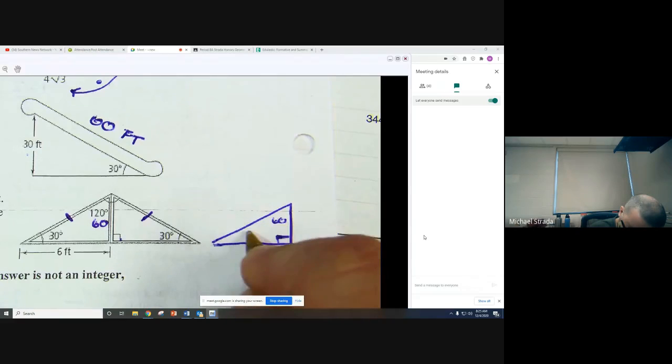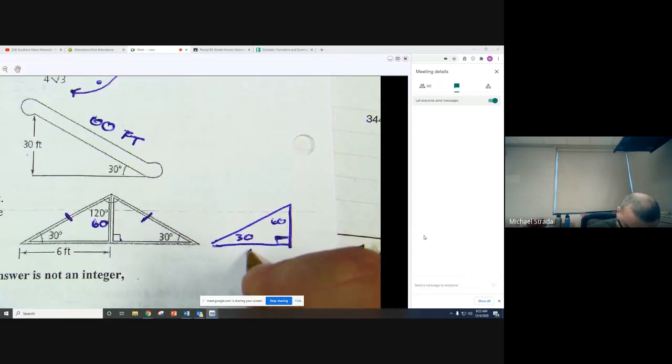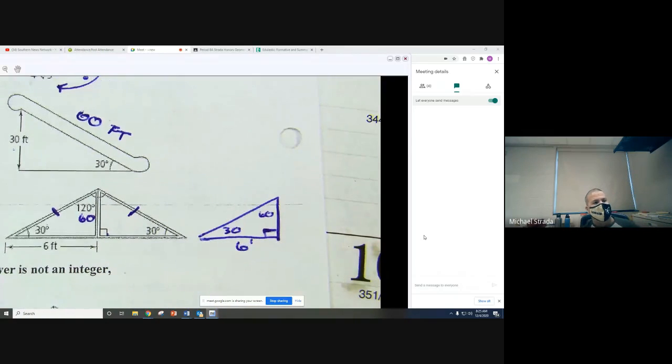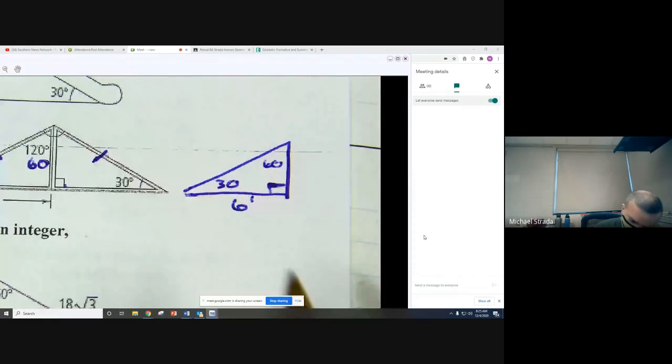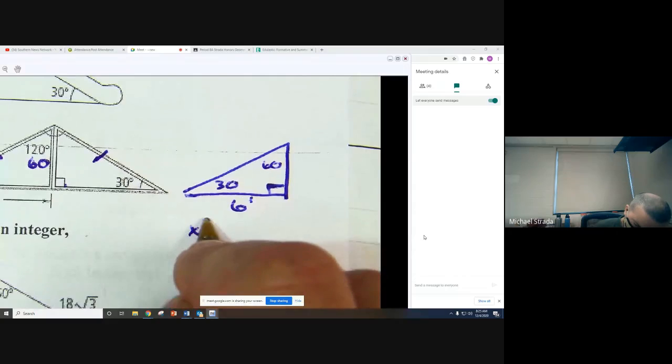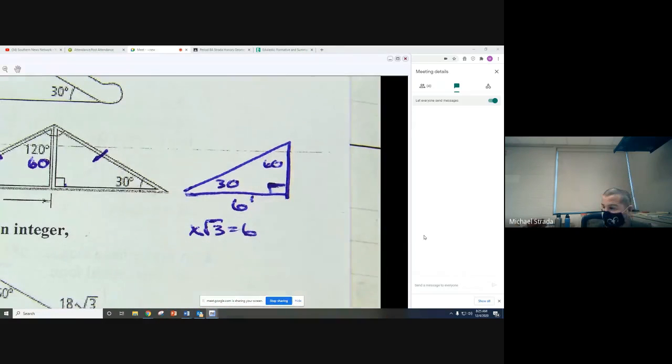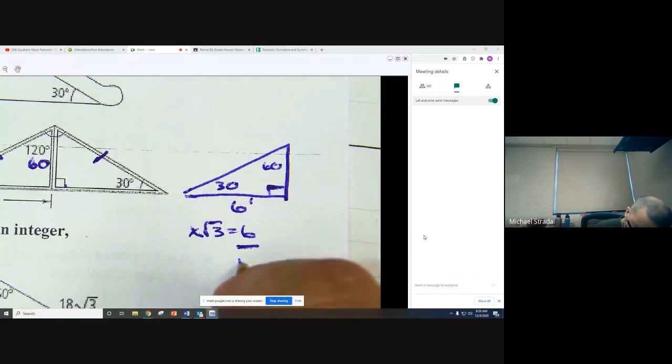okay, there's my 60, there's my 30. They're giving me the 6 foot is the x root 3 side. That makes sense? It's the longer leg. So I set x root 3 equal to 6. How do I get rid of a multiplication by root 3? Divide by root 3.